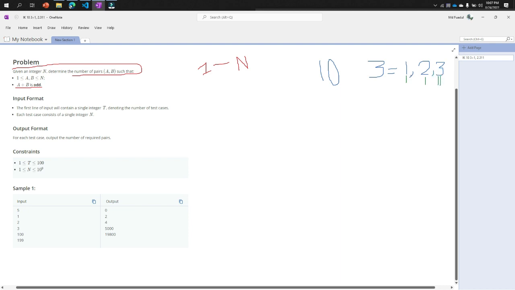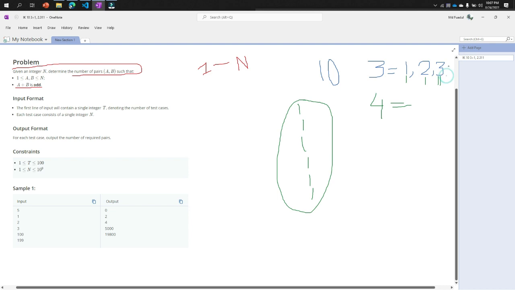And then 2 and 1, 1 pair. 2 and 3, 1 pair. Then again 3 and 1, 1 pair. 3 and 2, 1 pair. So how many pairs here? 6 pairs. Now let's take another example.